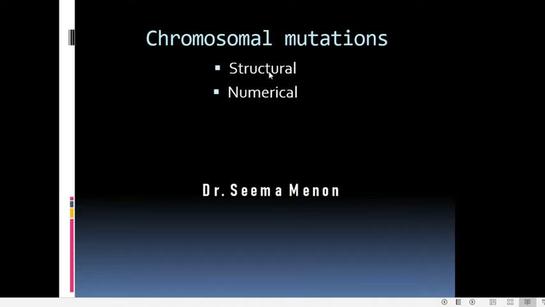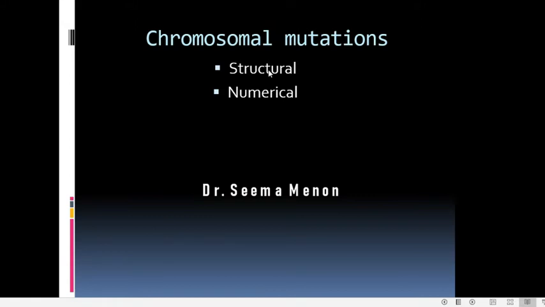Today we will discuss chromosomal mutations. Gene mutations involve changes in single or individual genes, whereas chromosome mutations occur in chromosome segments which may contain a number of genes. And these chromosomal mutations are of two types, structural and numerical.